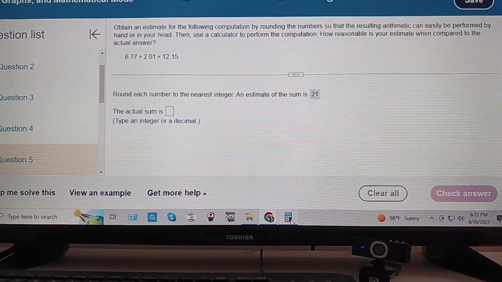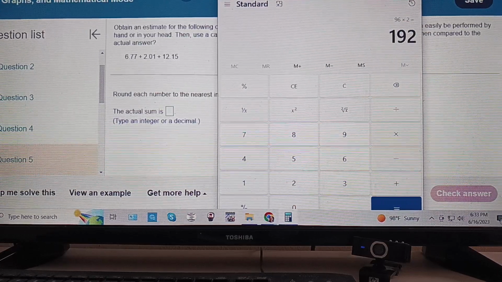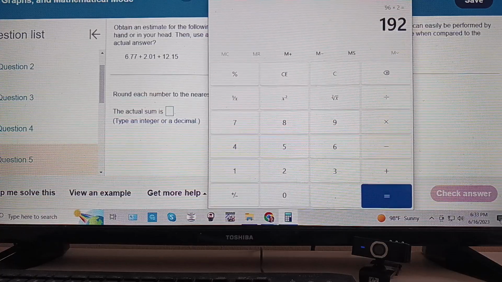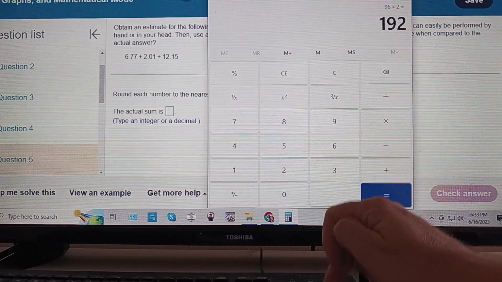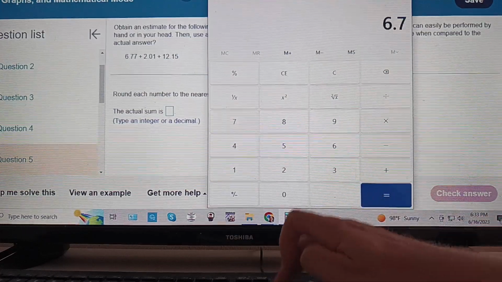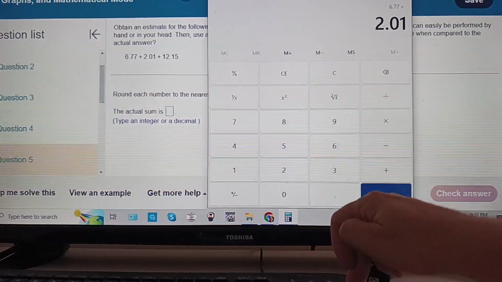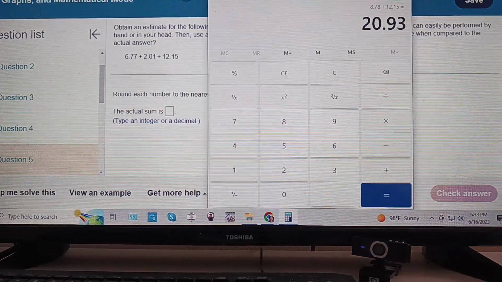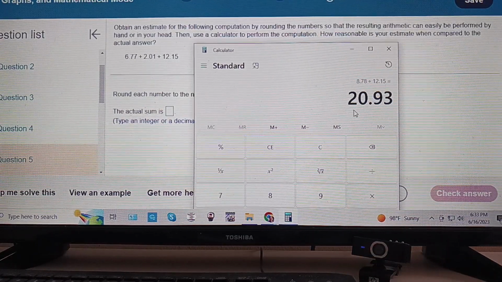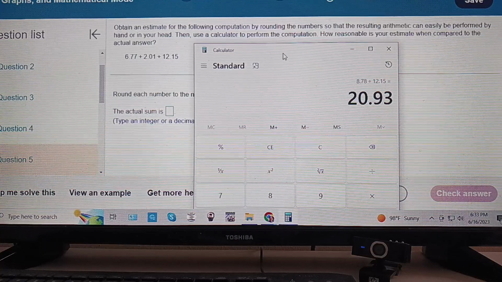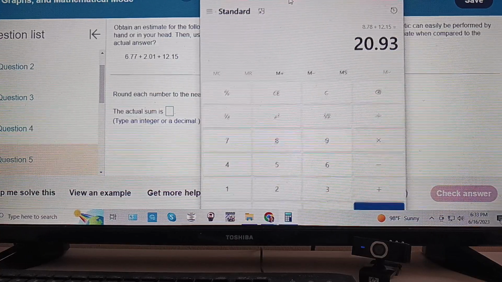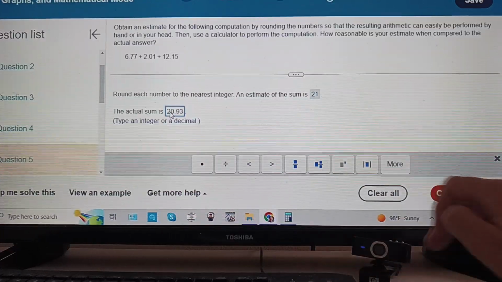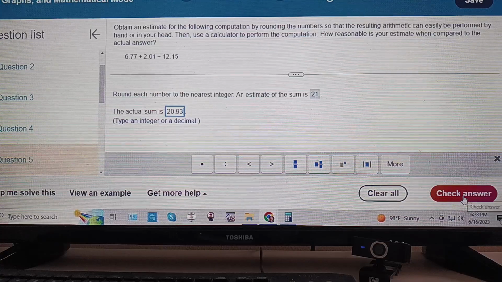Then, you probably have a calculator on your phone, so this might not be as important a skill as it was maybe back in the 80s or 90s, but if I do 6.77 plus 2.01 plus 12.15 with a calculator, how close was my estimate? See how close that was? $20.93. And I said 21. So it was a quick way to see how much money I was going to need, and I wouldn't have to, like, oh no, I don't have enough money to spend on this.